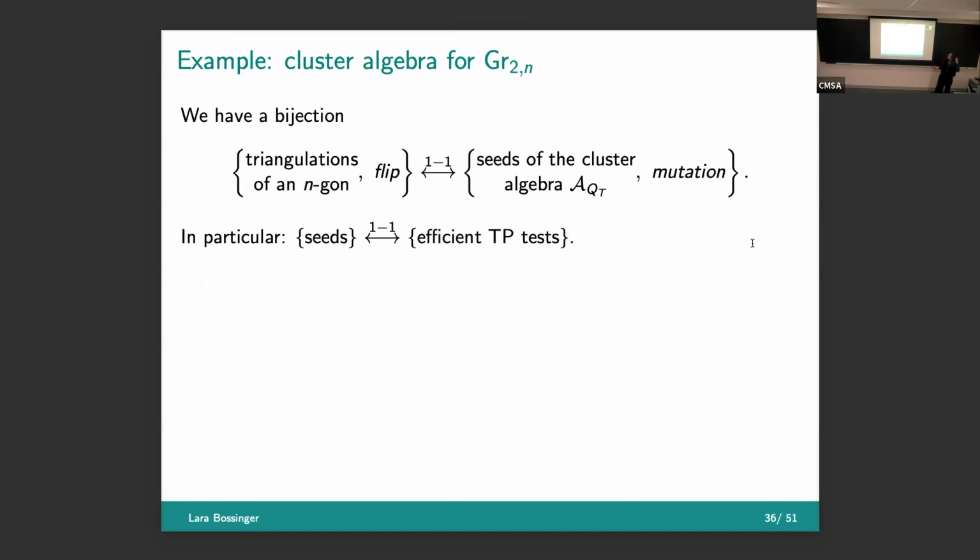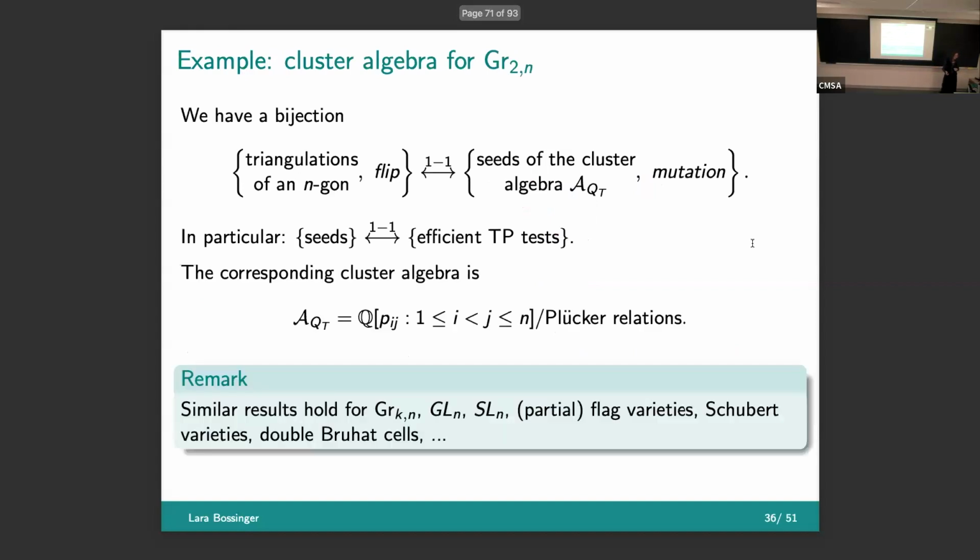Yeah, so the point is to say that the seed mutation formula generalizes the three-term relation that we see, that corresponds to the flip. And in this way, we obtain a bijection between the seeds of this cluster algebra and the triangulations. The cluster algebra in this case corresponds to the polynomial ring generated by Plucker coordinates, modulo Plucker relations. So this is the example where the answer to the question is positive.